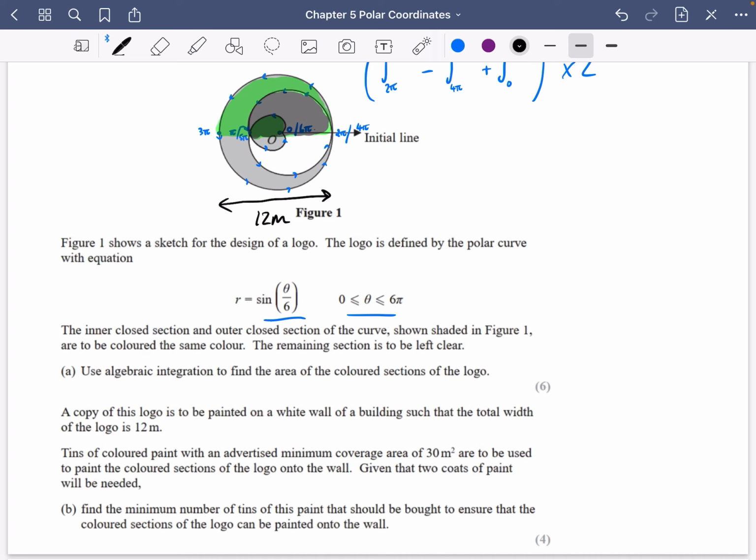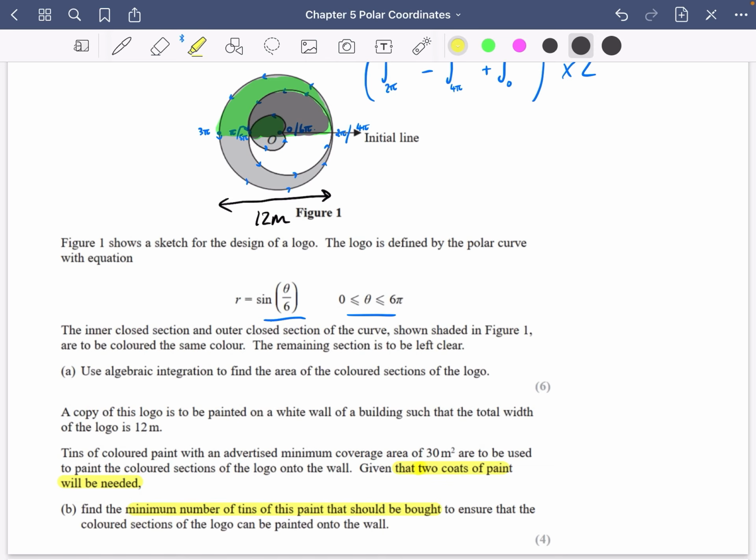Tins of coloured paint with an advertised minimum coverage of 30 meters squared are to be used to paint the coloured sections of the logo onto the wall. Given that two coats of paint will be needed, so that's going to be important, we need the area twice. Find the minimum number of tins of this paint that should be bought to ensure the coloured sections of the logo can be painted onto the wall.